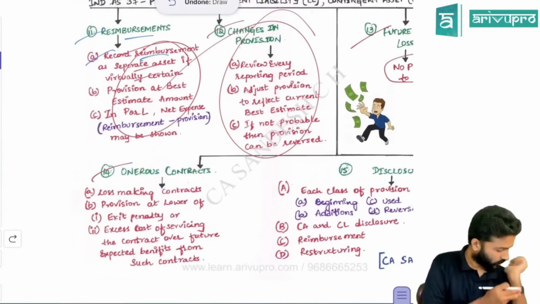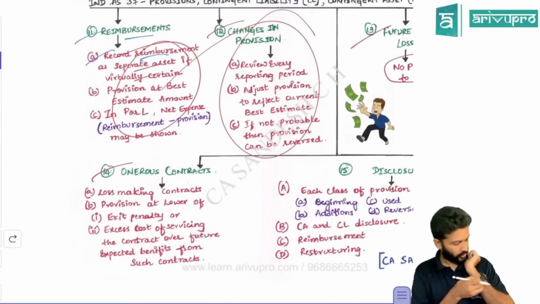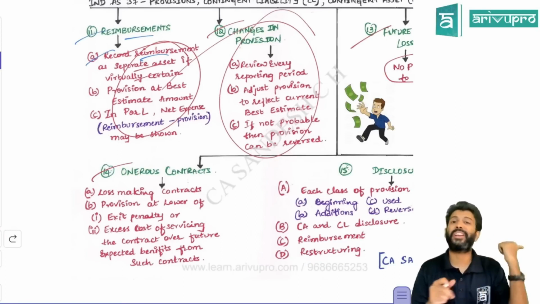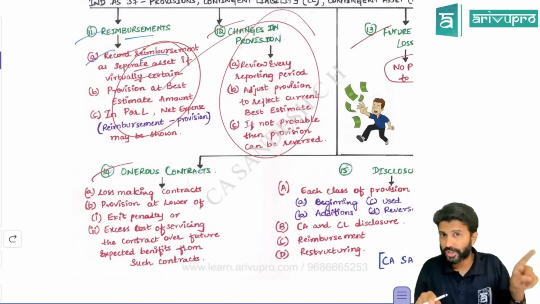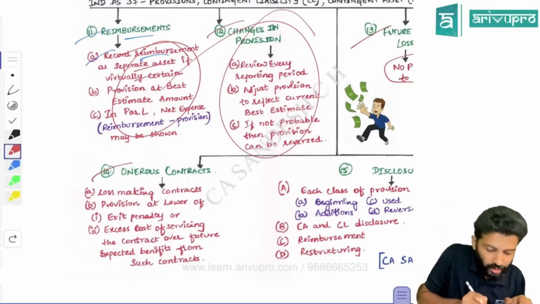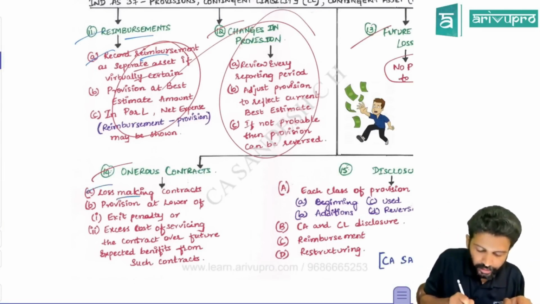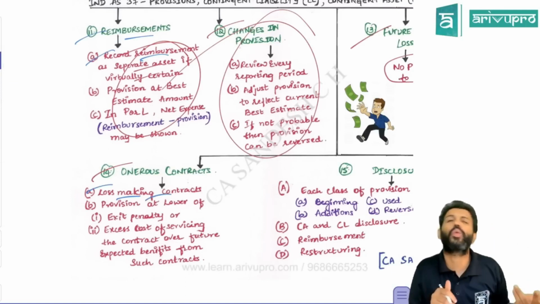Onerous contract means what, sir? Onerous contract basically is a loss-making contract. We saw initially that for executory contract, IND AS 37 is not applicable. But for onerous contract, it is applicable. Onerous contract, basically we call it loss-making contracts. Or all loss-making contracts, we call them onerous contracts.